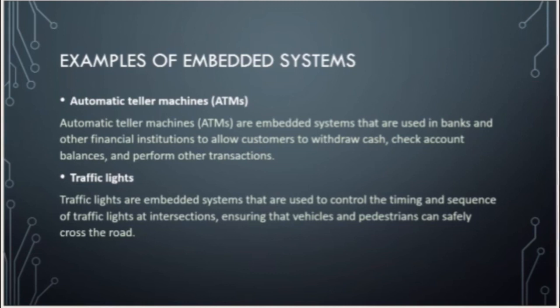Traffic lights, on the other hand, are also embedded systems that are used to control the timing and sequence of traffic lights at intersections, crossings, and other places, which ensure that the vehicles and pedestrians can safely cross the road. These are just one and two examples of embedded systems, but embedded systems are very much used in everyday life and have a lot of importance to improve our quality of living.